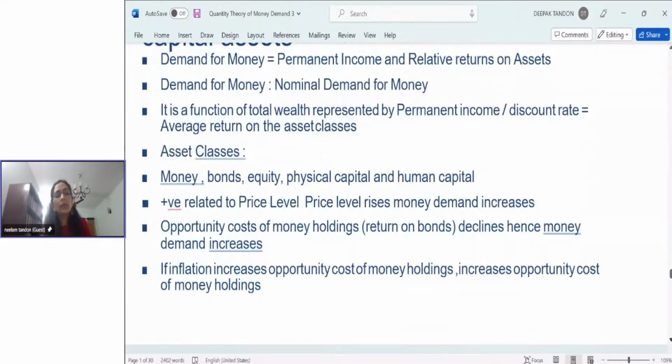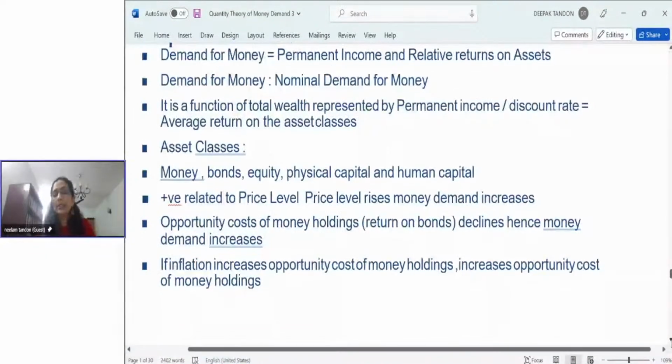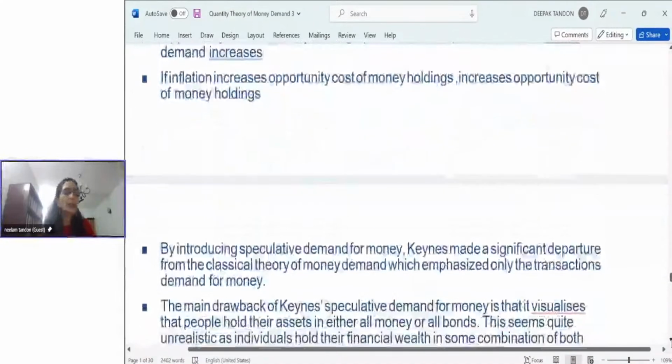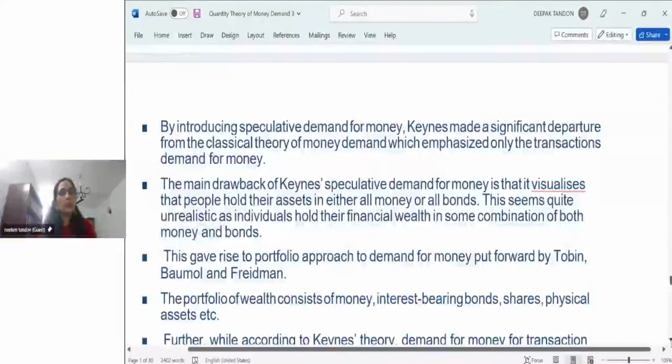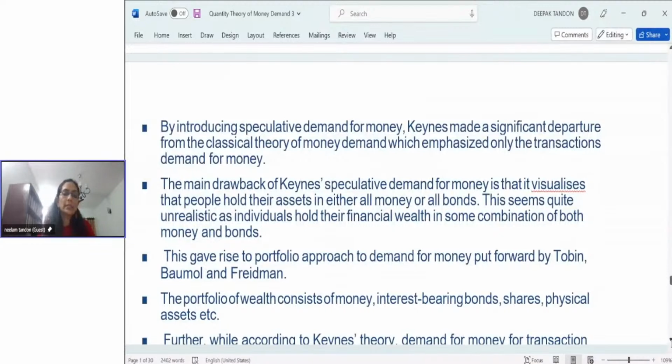If inflation increases, then what happens? The opportunity cost of money holding increases, no? Because if inflation goes up, then obviously the interest rate will go up. If the interest rate goes up, then the opportunity cost of holding cash will increase. So this concept, he connected with five assets, but majorly he spoke about the relationship between demand for money and interest rates. So this is how it varied.